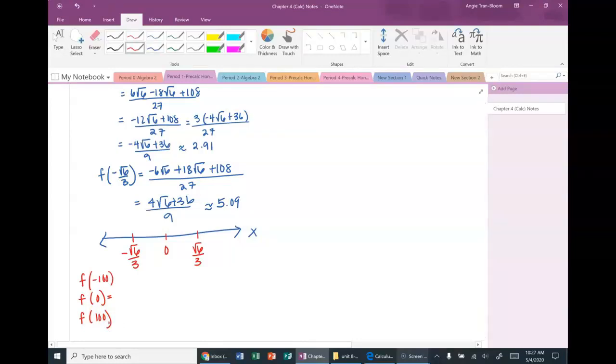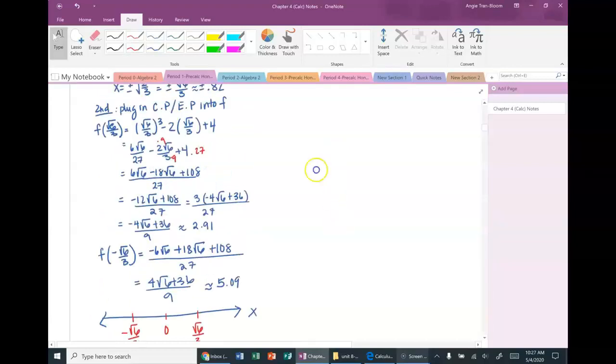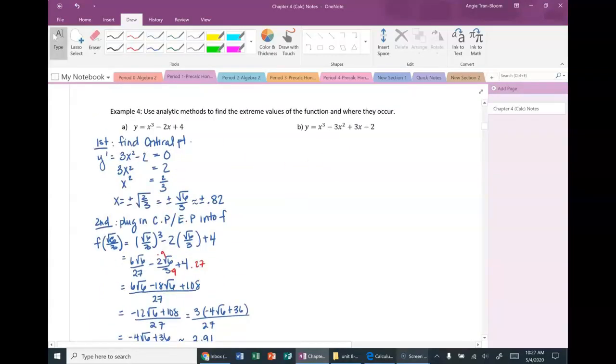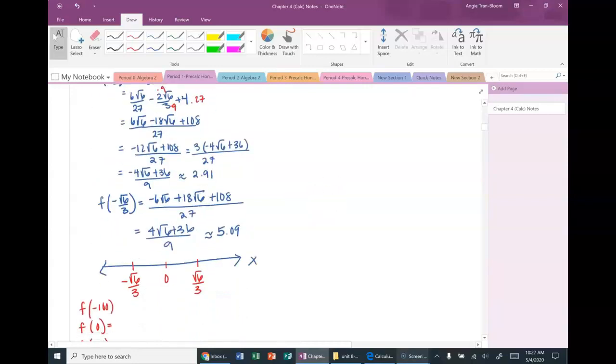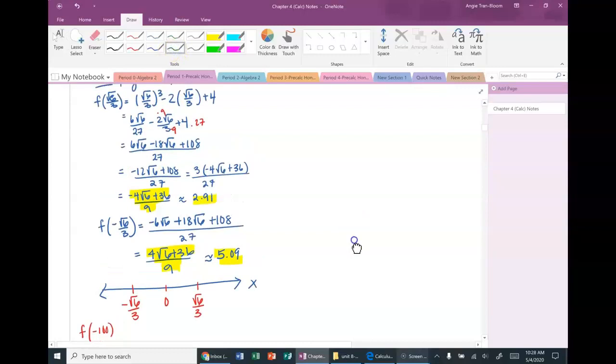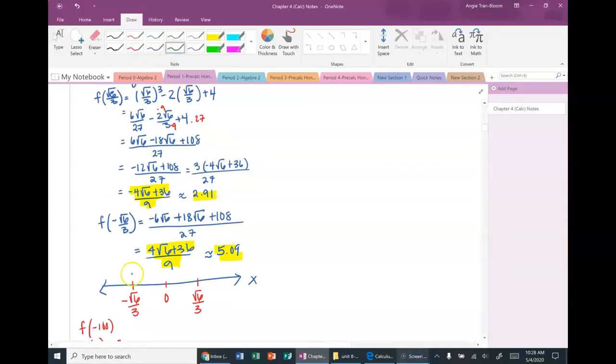Well, f of 0 is quite easy to find. Let's find my equation really quickly. If you plug in 0 for x, it's immediately 4. So not a big deal. And we found earlier the y values of negative and positive rad 6 over 3. So the first one was, let's plot that really quickly. When x was a positive rad 6 all over 3, y was about 2.91. So I'm going to make it right there. F of 0, we just did that. That was 4, so it looks like that.